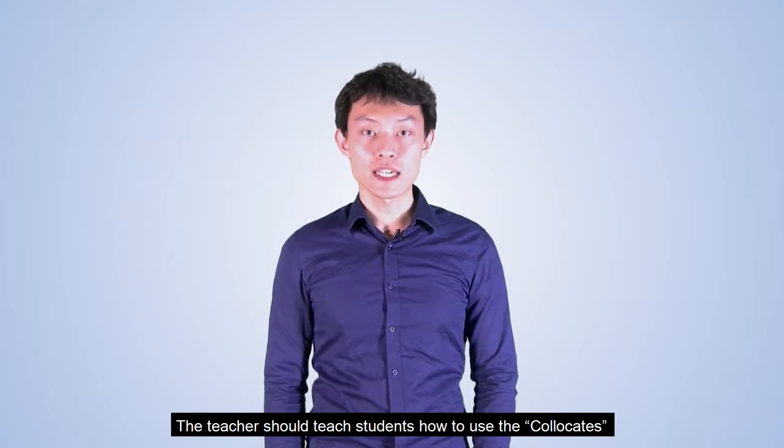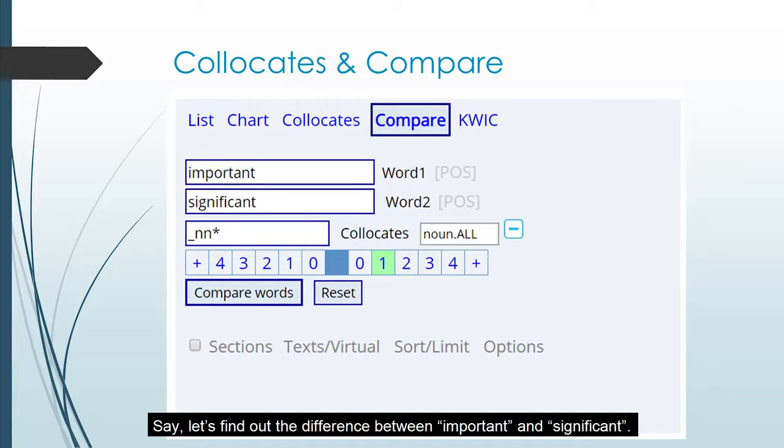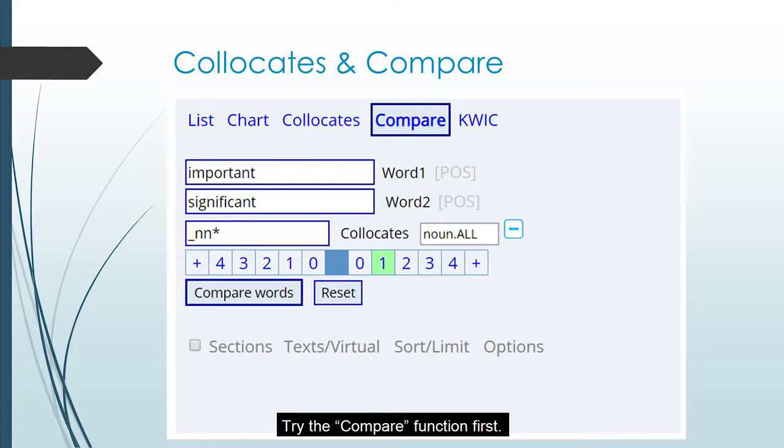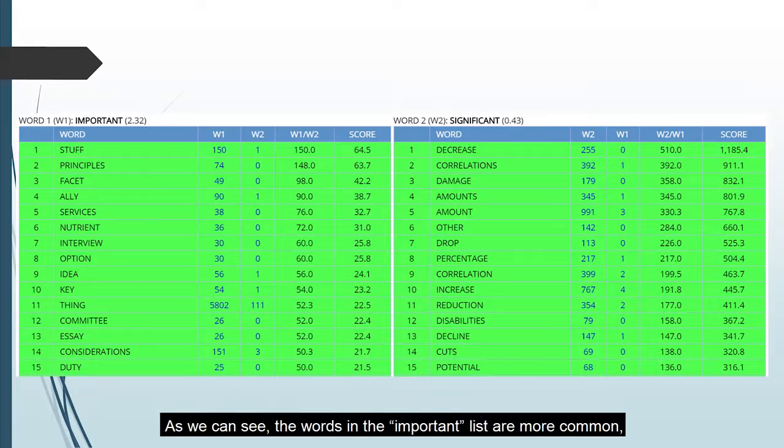The teacher should teach students how to use the collocates and compare functions in EdUHK, just like this. Say, let's find out the difference between important and significant. Try the compare function first. Because they are both adjectives, we choose noun as the words being modified. Then let's compare. As we can see, the words in the important list are more common, and significant usually modifies something more formal and academic.